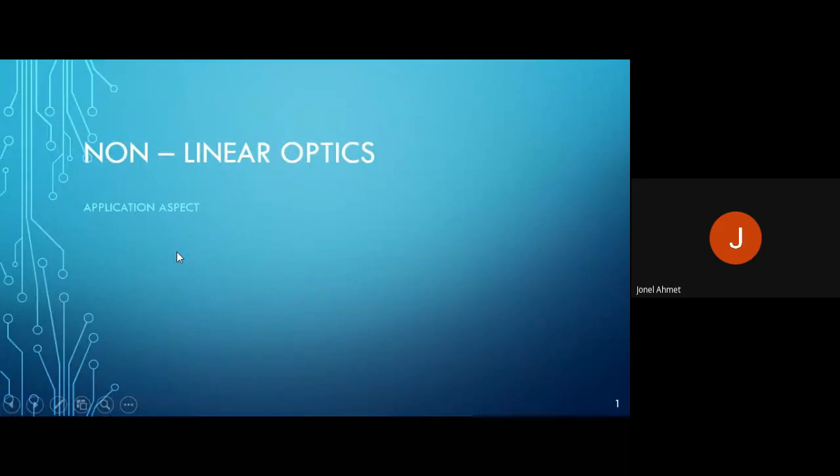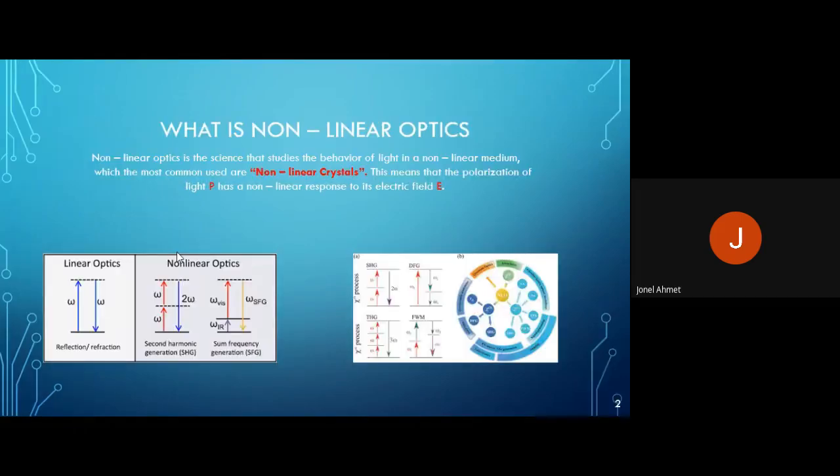Okay. So our topic was nonlinear optics. More specifically, what is the application aspect of nonlinear optics? So what is nonlinear optics, first of all? Nonlinear optics is the science that studies the behavior of light in a nonlinear medium, of which the most commonly used are nonlinear crystals. This means that the polarization of light, P, has a nonlinear response to its electric field, E.